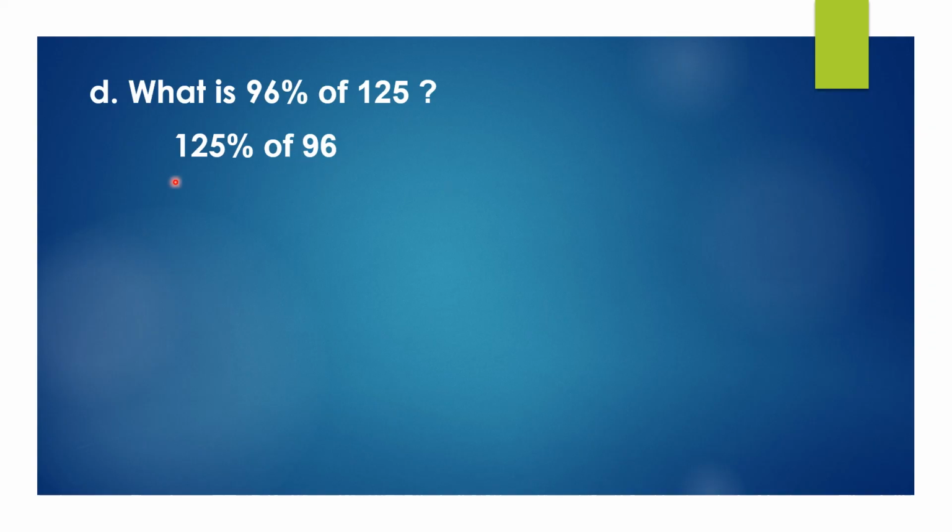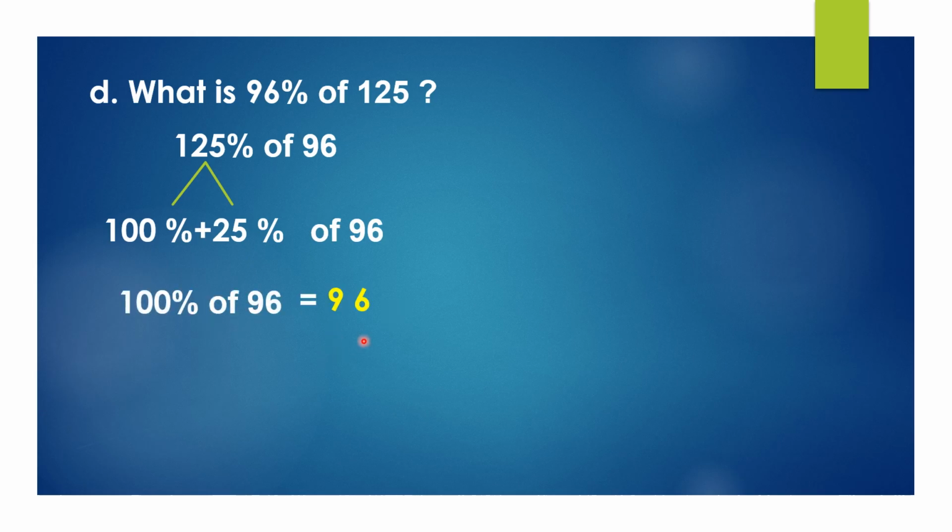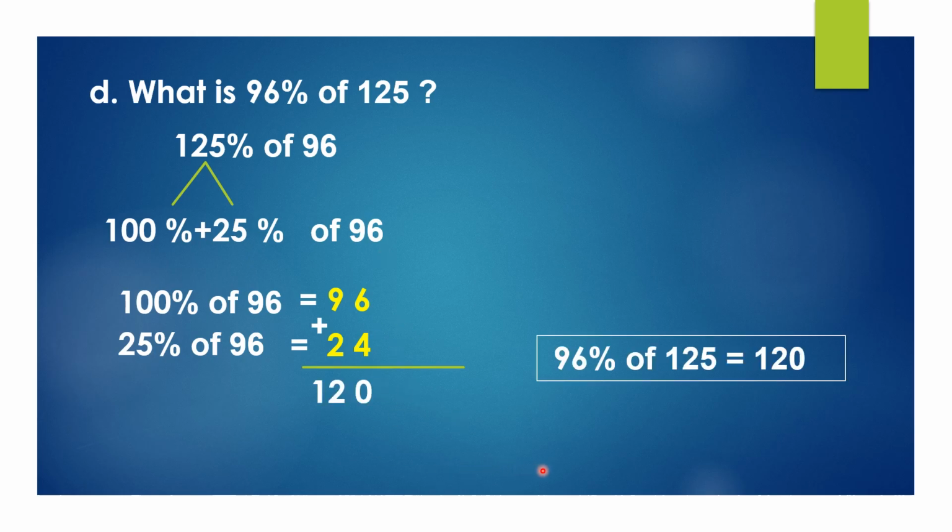So 125% of 96. Now we use the splitting method. 125 I will write as 100 plus 25% of 96. Now 100% of 96 means the complete whole, so it is 96 itself. Now 25% of 96. 25% means 1 by 4. So 1 by 4 of 96. When we divide 96 by 4, we get 24. Now add these two numbers. How much will we get? 120. Therefore, 96% of 125 is 120. The thing is you should remember the percentage into fraction values, and where you have to split it and how you can split it.